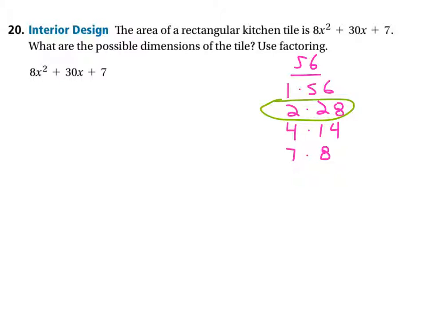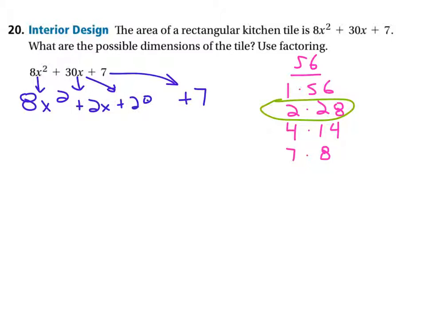As we did in the other ones, we're going to write the original 8x squared, the leading term. We're going to put that 7 at the end. This term here is there, and that term there is there, right? Those two terms stay the same. And what this term, 30x, turns into is the two numbers that we found, the 2x and the 28x. That 2 and 28 we just found over here circled in green.